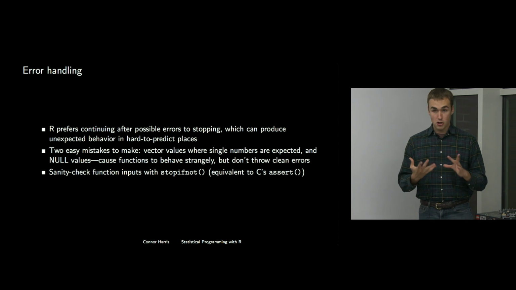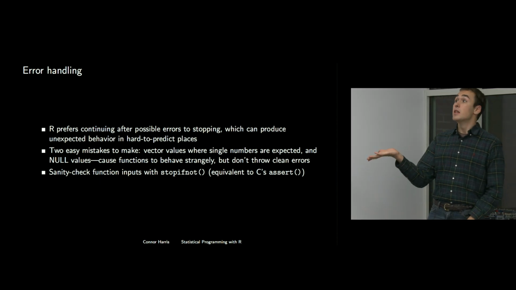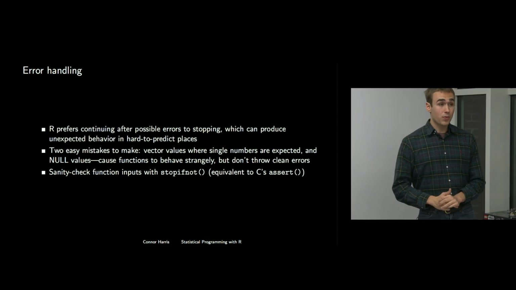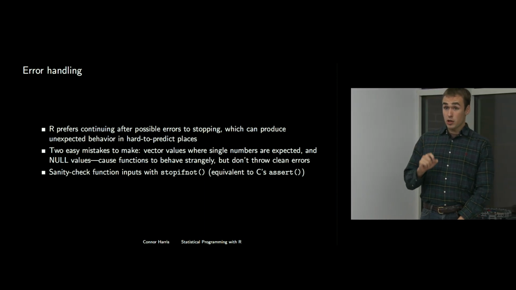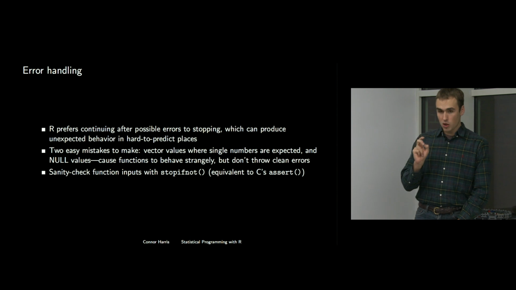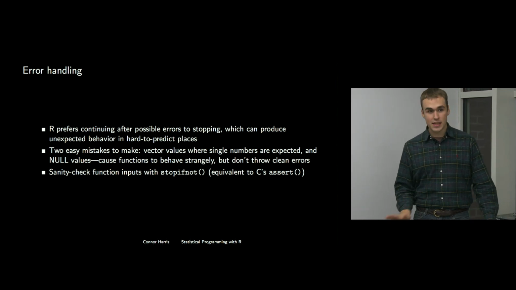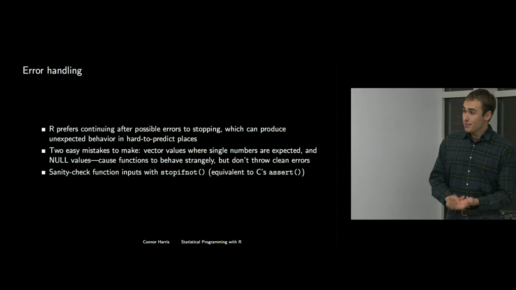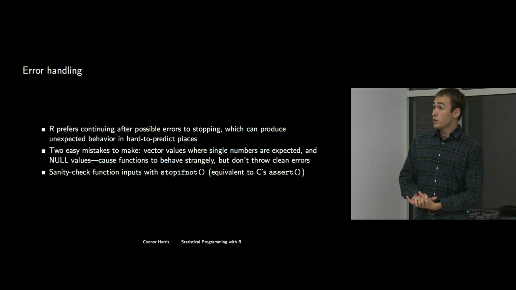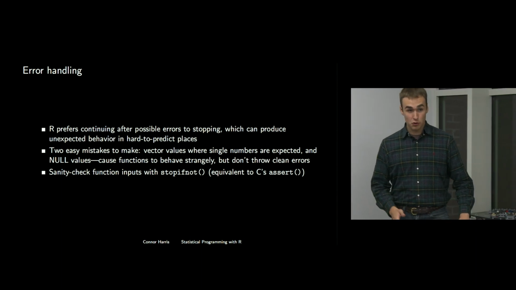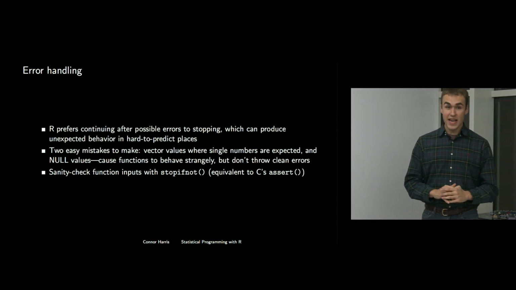Certain functions return null, as does reading from a non-existent key in a list. But null isn't like C, where if you try to read from a null pointer or write to a null pointer, it just segfaults, and if you're in your debugger, it tells you exactly where you are. Instead, functions will do unpredictable things if they're handed null. Like, if you try to do max of null, it'll give you negative infinity.